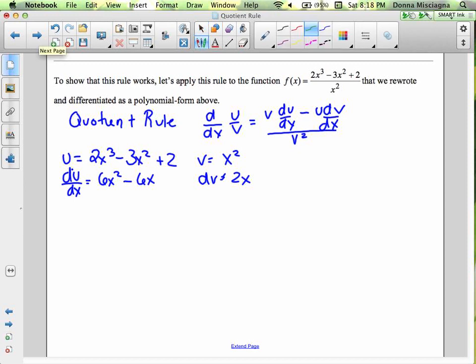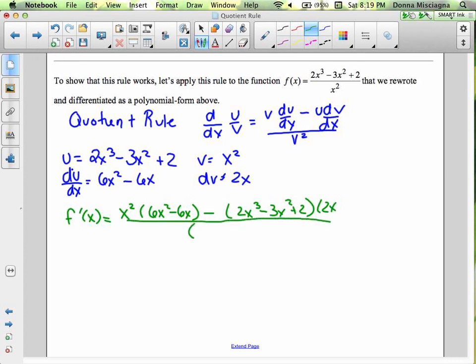So the derivative, f prime of x, is going to be the denominator, x squared, times the derivative of the numerator, 6x squared minus 6x, minus the numerator, which is 2x cubed minus 3x squared plus 2, times the derivative of the denominator, 2x. All divided by the denominator squared, so x squared squared. And yes, you must simplify.